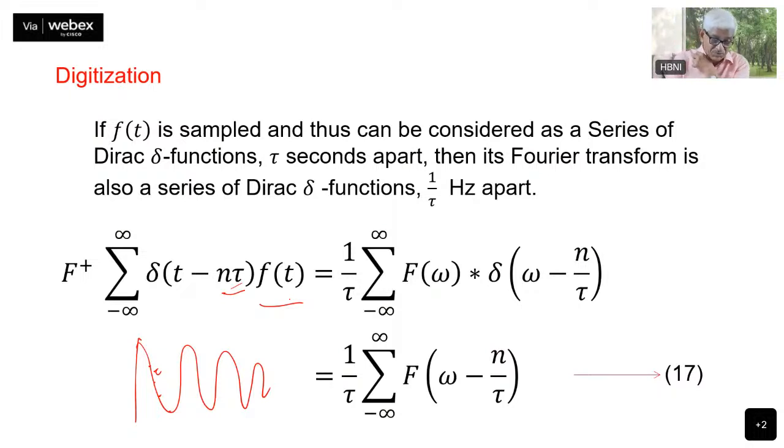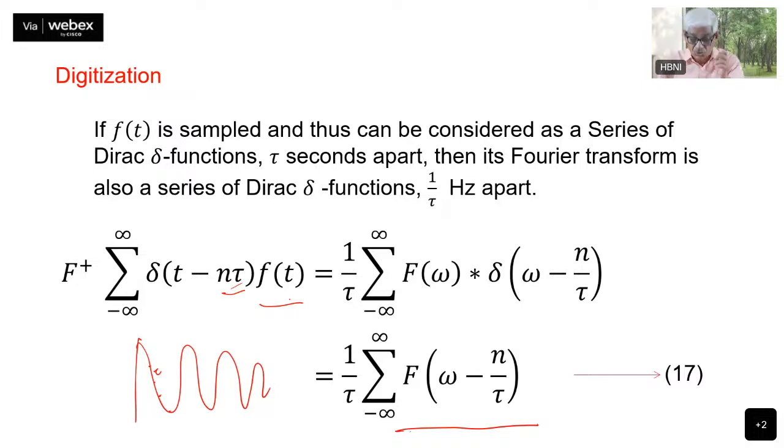Here the delta functions were in the time domain. Now here the delta functions are in the frequency domain, and these points are separated by 1 by tau. When you do this operation, you get a function which is like this: 1 by tau f of omega minus n by tau. What it means is that you get a series of spectra.